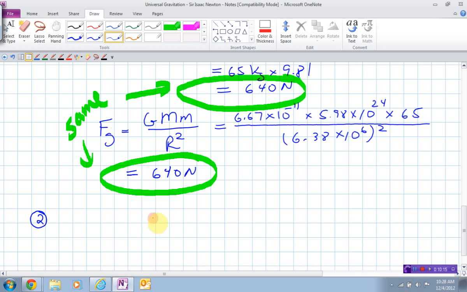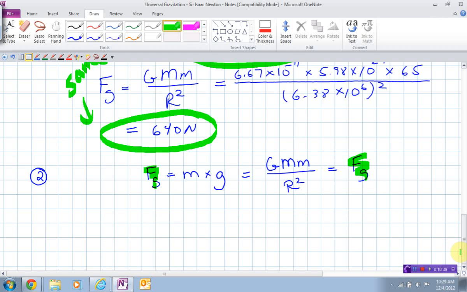Okay, so let me give you a second proof in here that this equation does work. And we already have an equation that says that force of gravity equals m times g. But we also know that this equals another force of gravity, Gmm all over r squared. In other words, these two equations, if they both tell us about the force of gravity, then it should be equal to each other.